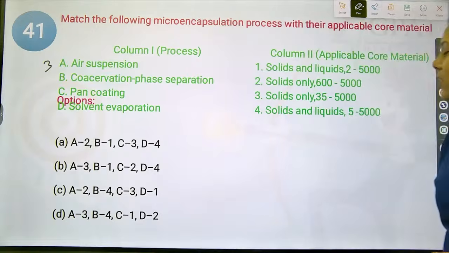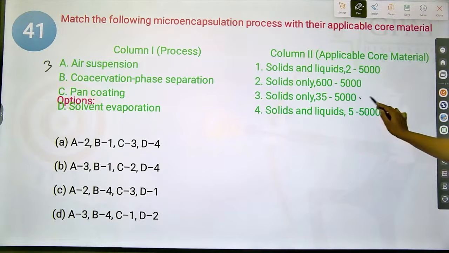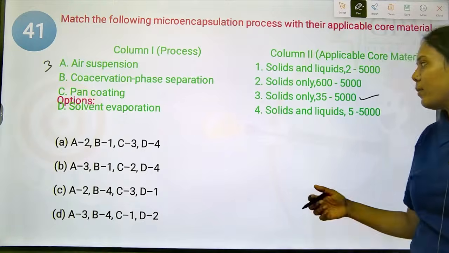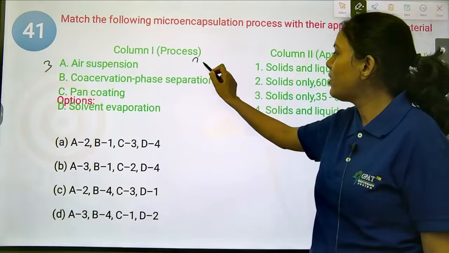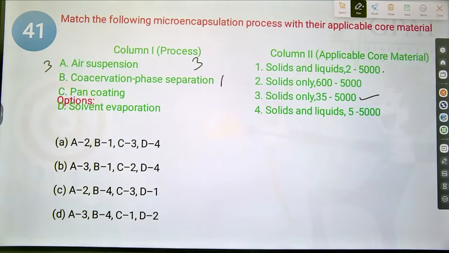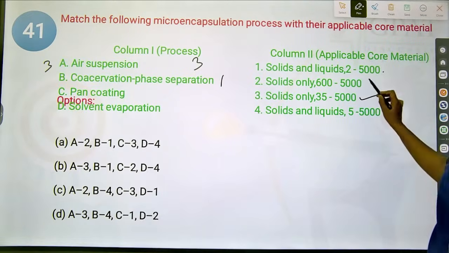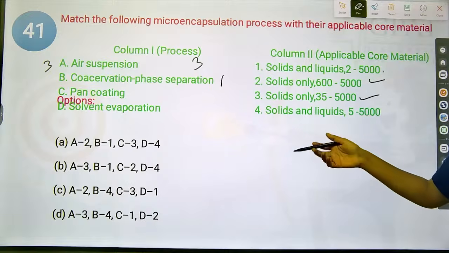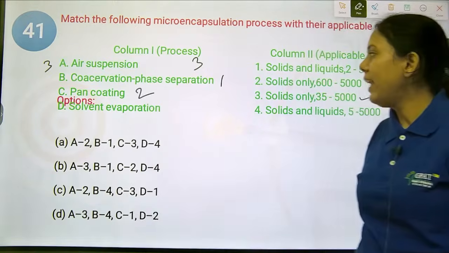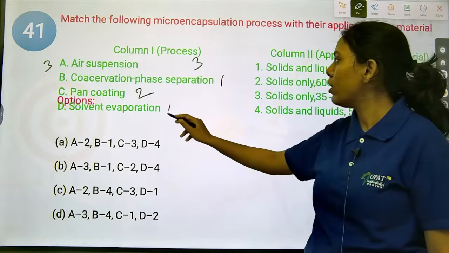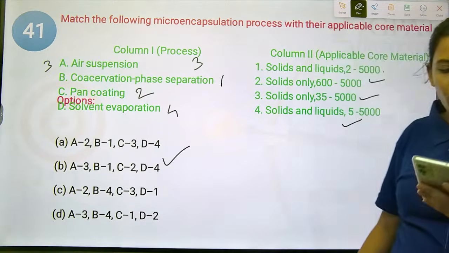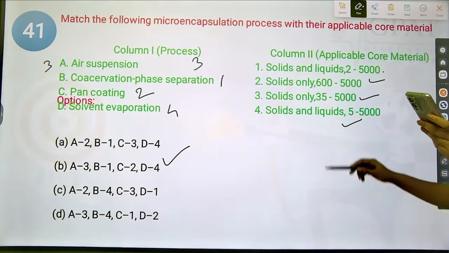So air suspension we have seen, that is 3, solids only, right? Next is coacervation phase separation. Remember, coacervation phase separation we can use for solids as well as liquids, and the size is 2 to 5000. So this is 3, this is 1. Then we have pan coating, that is only for solids. Higher particle size is there because that is pan coating. So that is 2, and next is solvent evaporation, that is 5 to 5000. So 3214, very good all of you. Option B is the right answer.